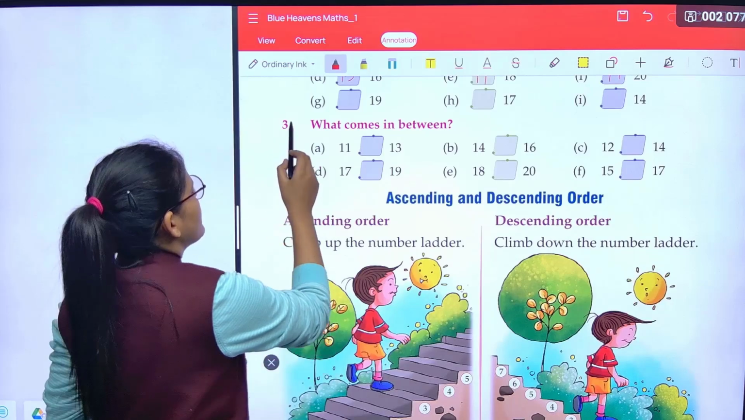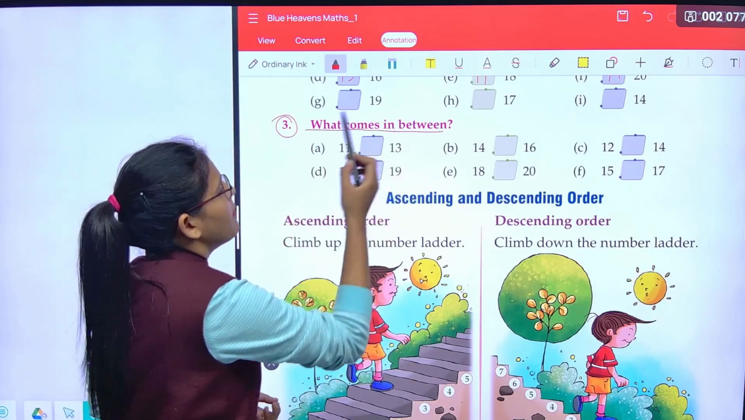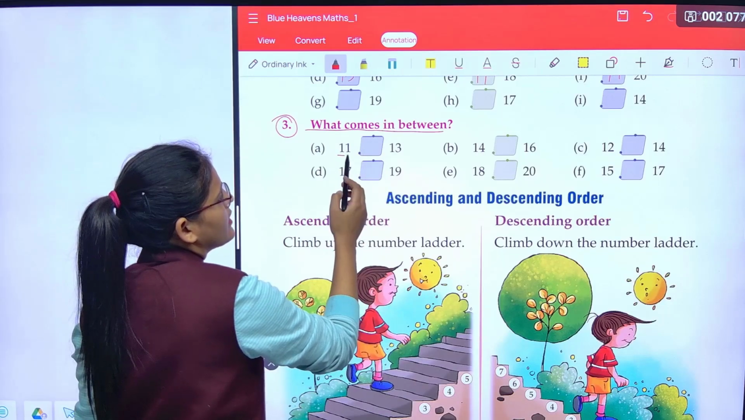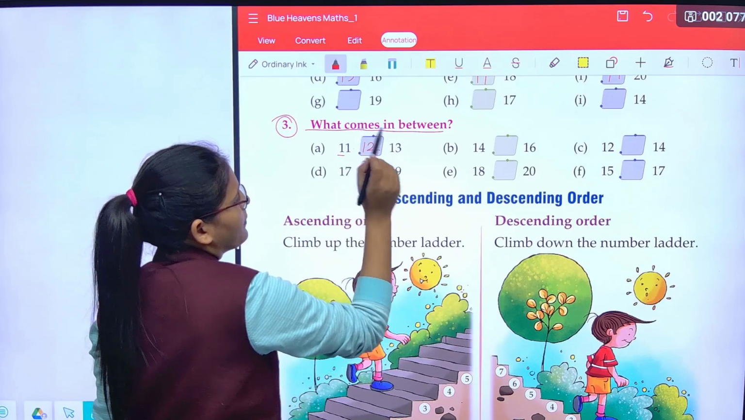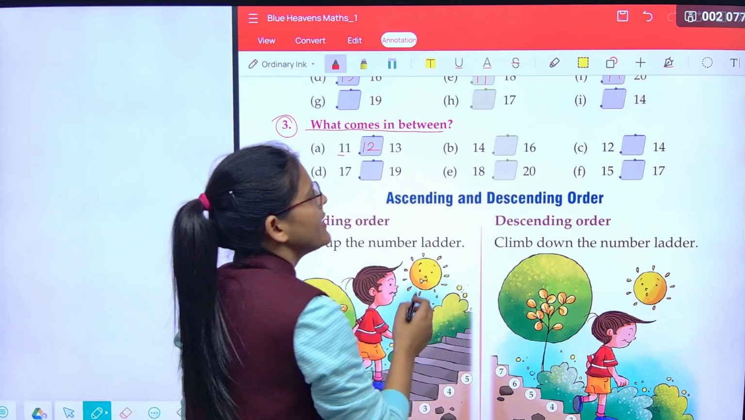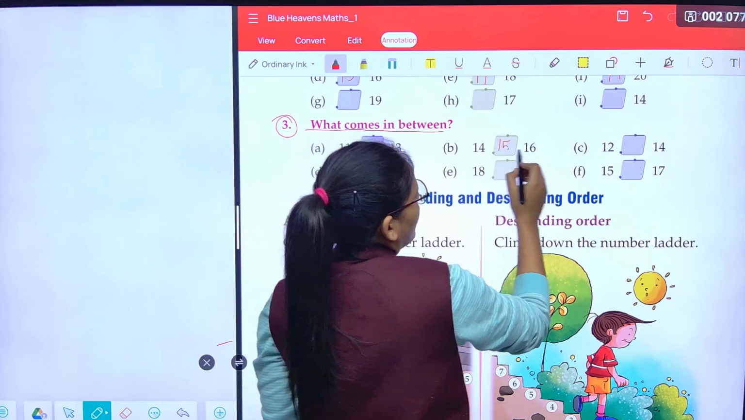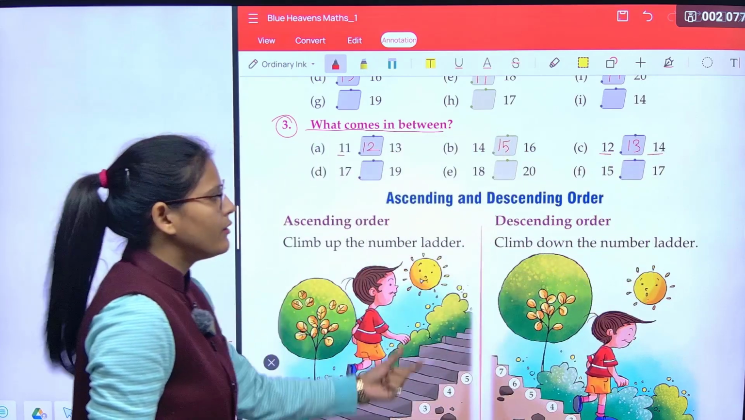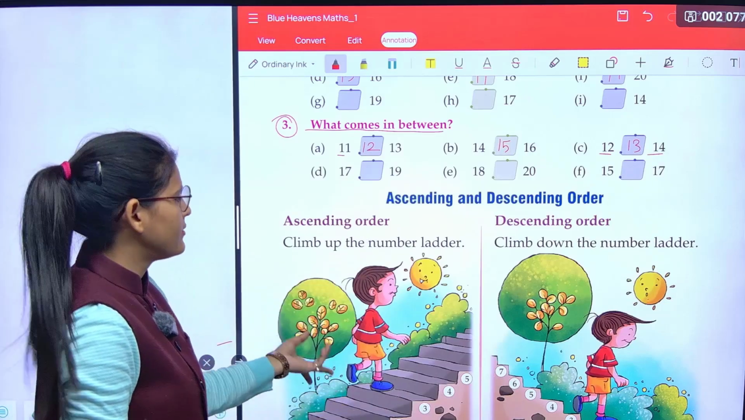Now class, come on question number 3. What comes in between? What comes between 11 and 13? It is 11, 12, 13. Now what comes between 14 and 16? It is 15. Now 12 and 14, it is 13. Rest of the parts do yourself class.